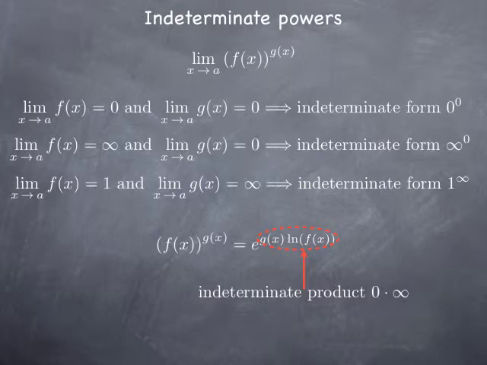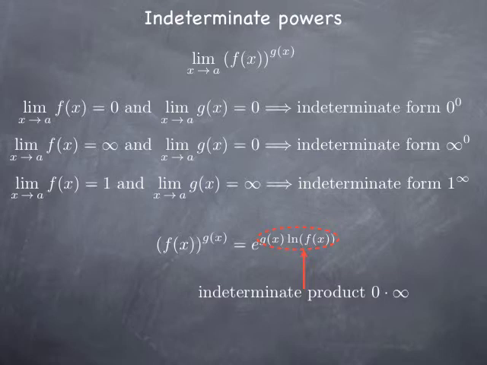Whether the limit is something indeterminate or not depends on the limit of g of x times ln of f of x. Now let's look at the three cases again. In the first case, f and g both go to 0. If f goes to 0, that means ln of f goes to negative infinity. And I multiply by g of x going to 0, so I have an indeterminate product 0 times infinity.